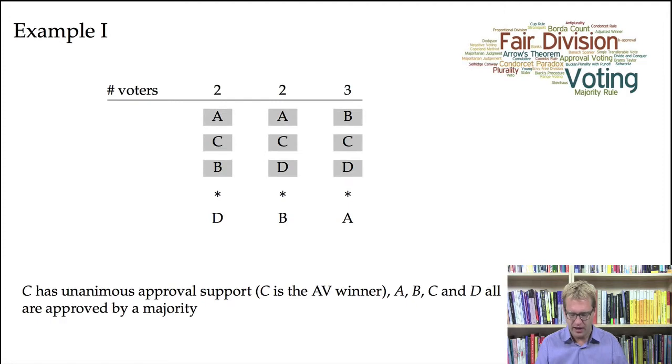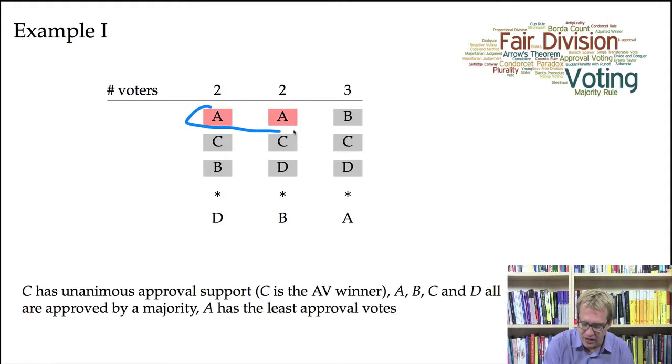Well, let's see. Note that A, B, C, and D all are approved by a majority of the voters. There are 7 voters. If you're approved of by 4 or more voters, then you're approved of by a majority. All of A, B, C, and D are approved by 4 or more. So A is approved by 4 voters, C is approved by everybody, B is approved by 5, and D is also approved by 5. In fact, candidate A has the fewest approvals overall.